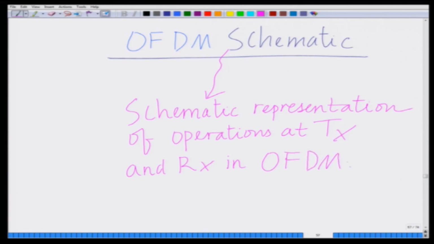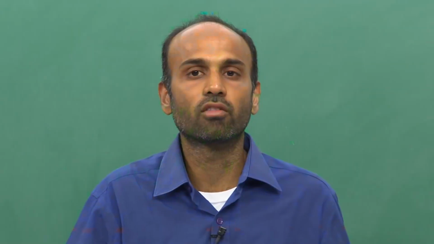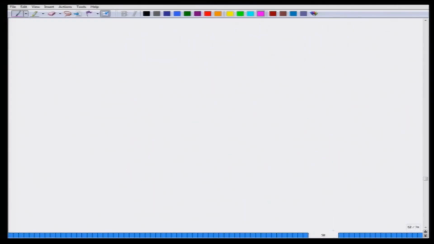That is, what are the operations and what is the sequence in which these operations are carried out in an OFDM system at the OFDM transmitter and the OFDM receiver. We are going to look at the various operations at the block level, what are the inputs to these various blocks and what are the outputs from these various blocks. Alright. So, let us now look at the transmitter schematic.